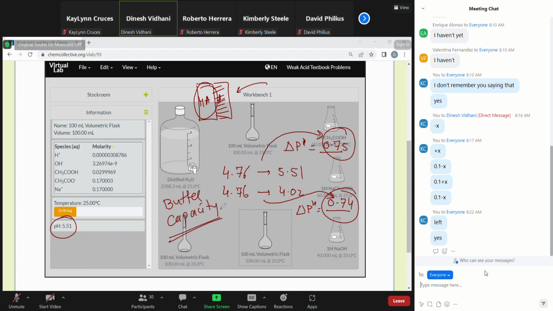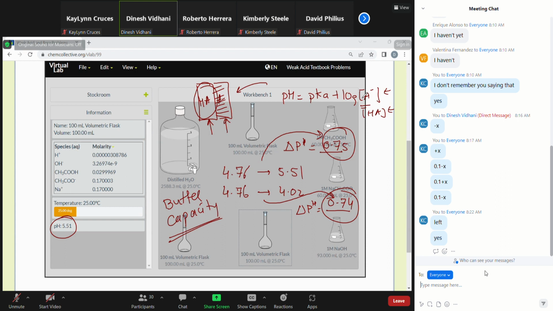Every buffer solution has its own limitations, right? But the best buffer is the one where the HA concentration and A minus concentration are exactly equal. Now, how will the Henderson equation look at that concentration? We know pH equals pKa plus log of A minus over HA. For the best buffer, A minus and HA should be equal. So if they are equal, that's log of 1, which is 0, right?